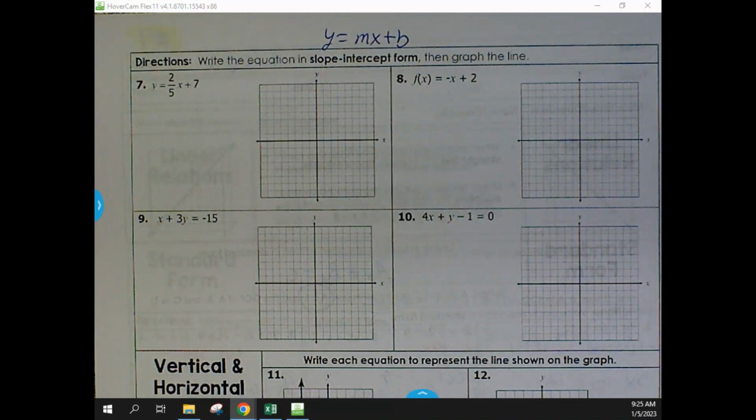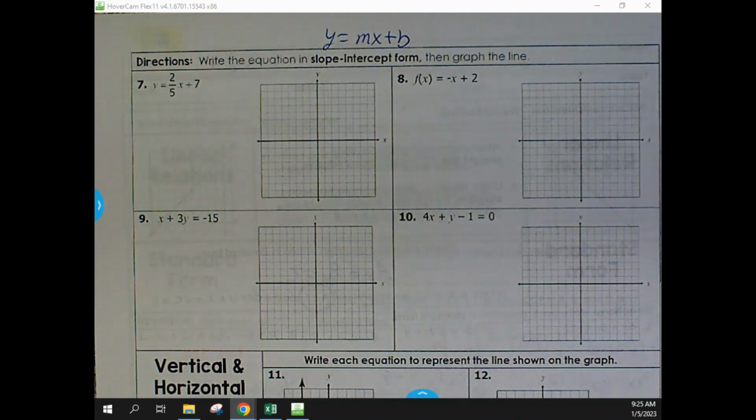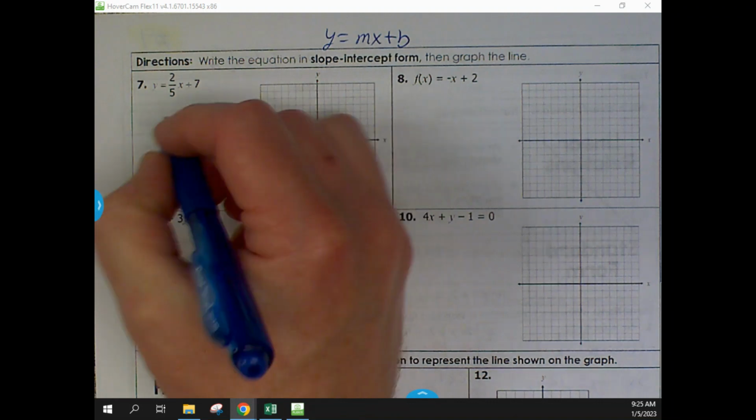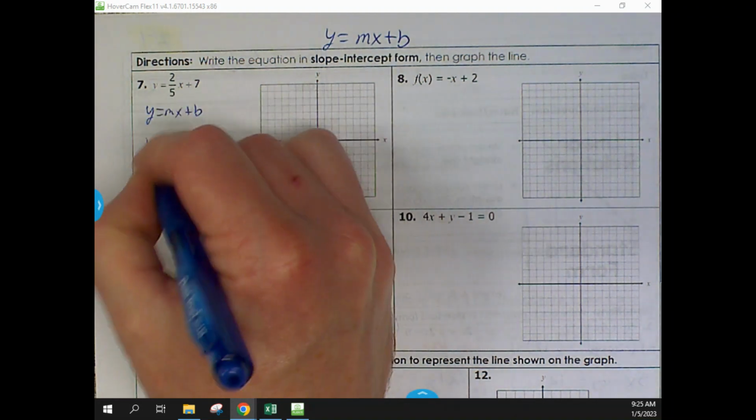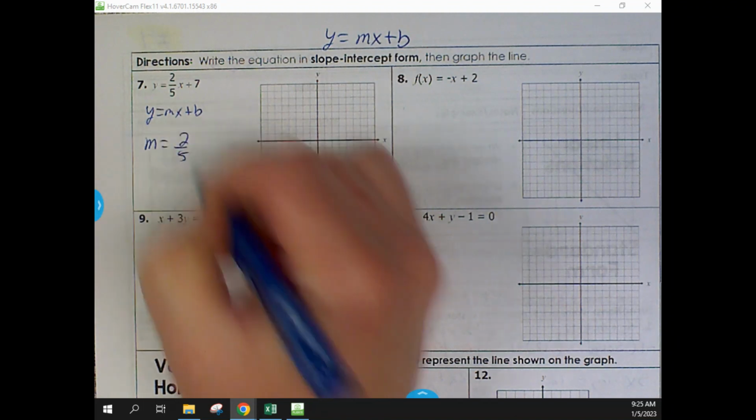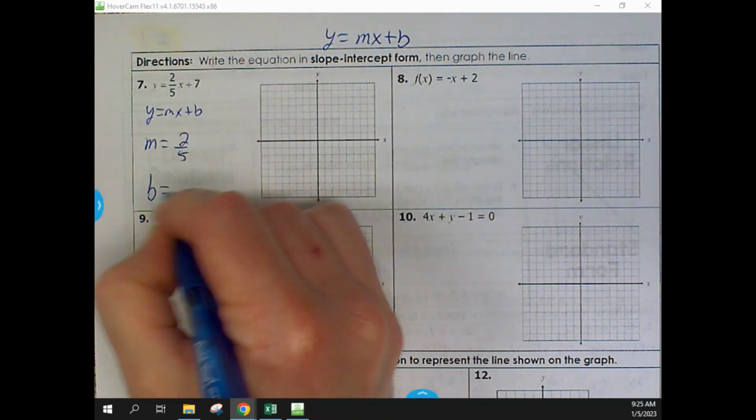Okay, so for the first ones here, the biggest thing we're going to do before we graph these is say what the m and the b values are. So in this case, with this being y equals mx plus b, our m is 2/5, and our b is 7.